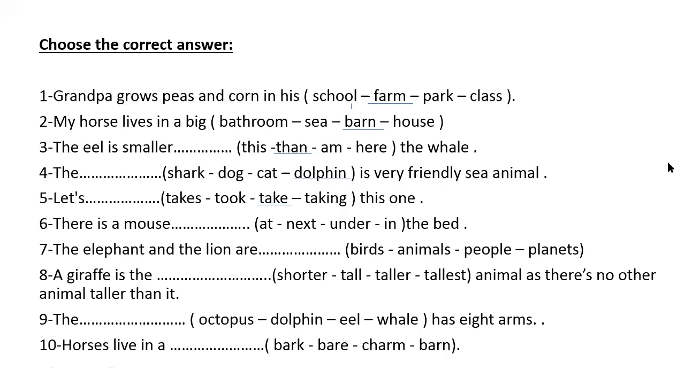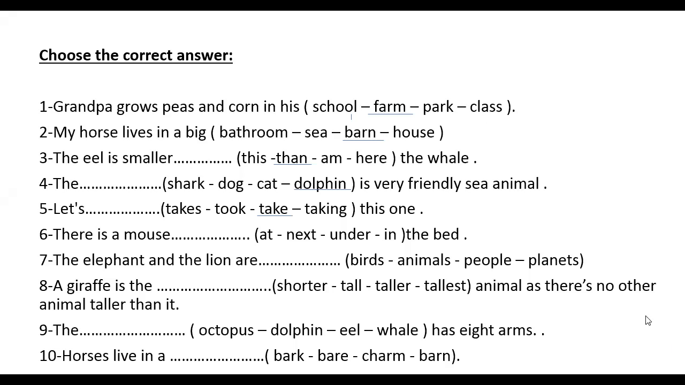Number six. There is a mouse, space, the bed. At, next, under, in the bed. Let's take Basil Muhammad. Basil, can you think of number six? I'm not sure if Basil can hear me or not. But let's take Ahmed Wael. Ahmed Wael, can you think of number six? There is a mouse under the bed. Under, very good. Thank you, Ahmed.